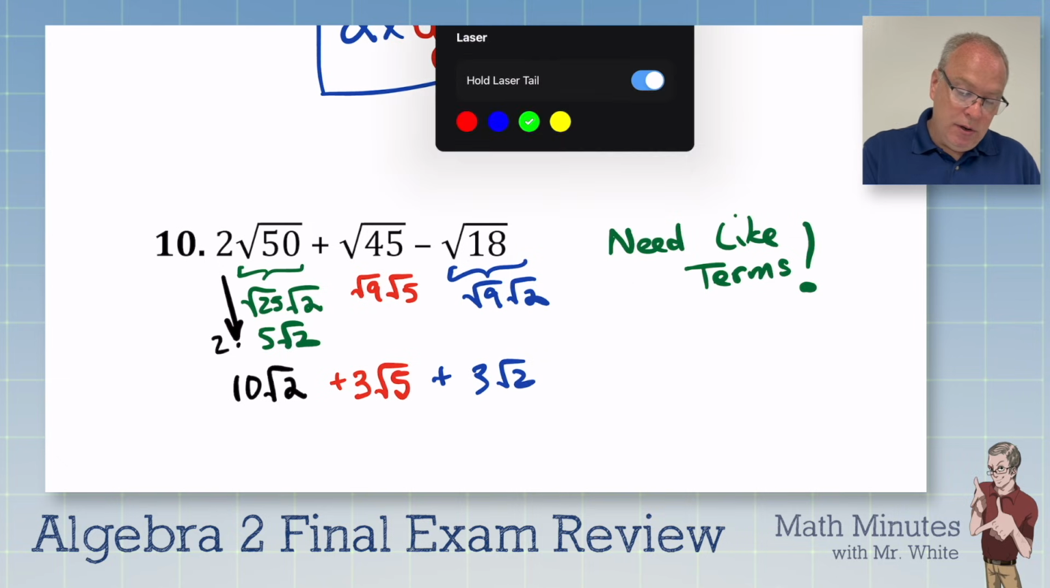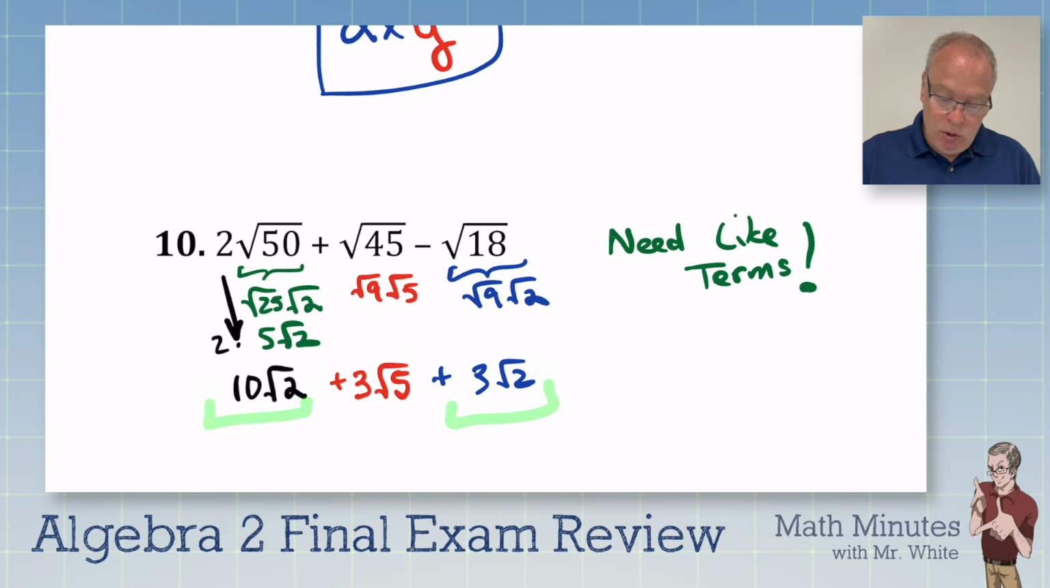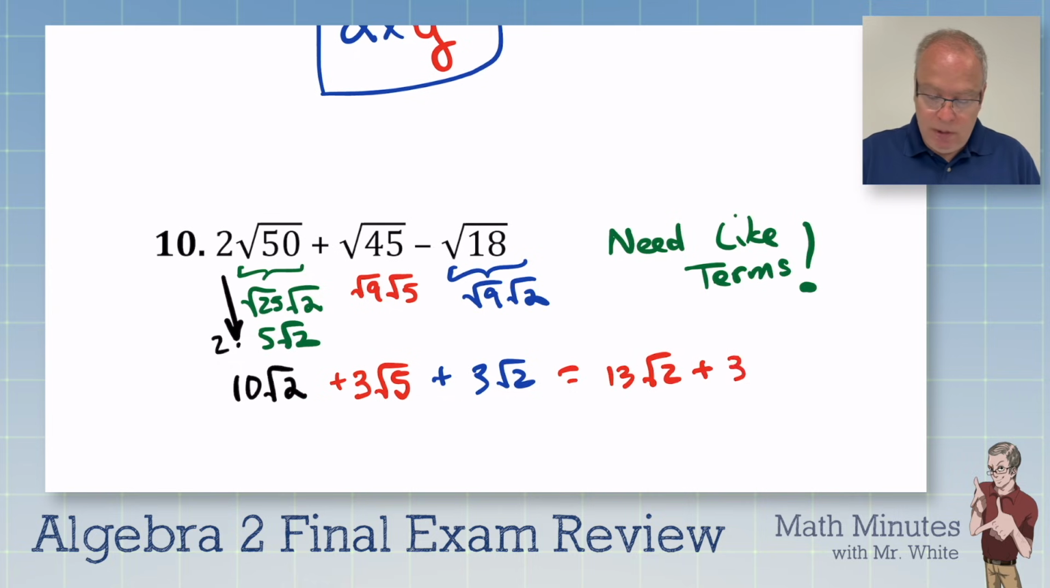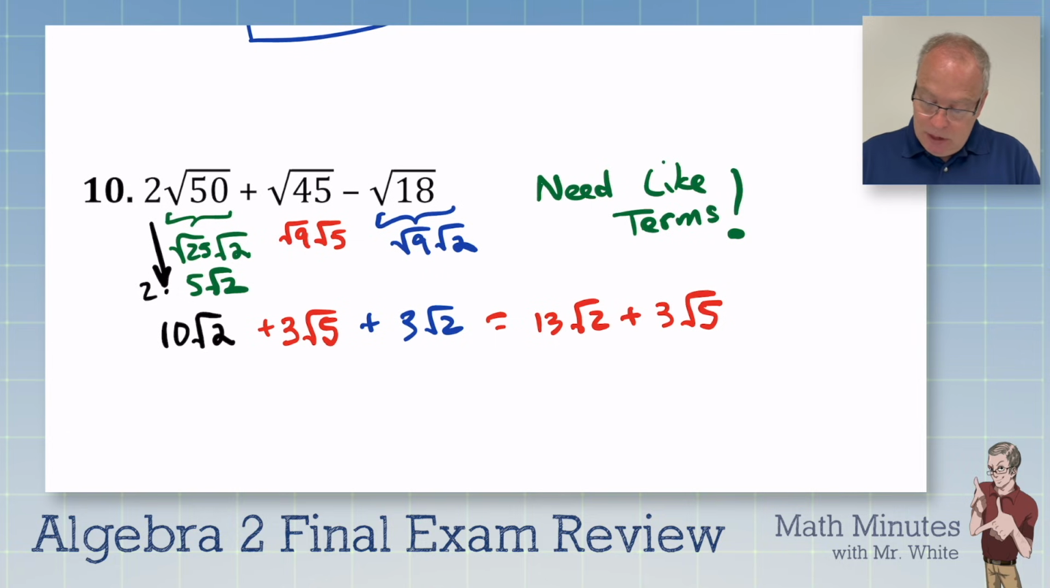And oh my goodness, look here. We have like terms. Boom, boom. So that is 13 radical 2 plus 3 radical 5. Now, are we done? Trick question, folks. Yes, we're done. I know it's so tempting to then think or feel like you have to write radical 7, but these are not like terms.